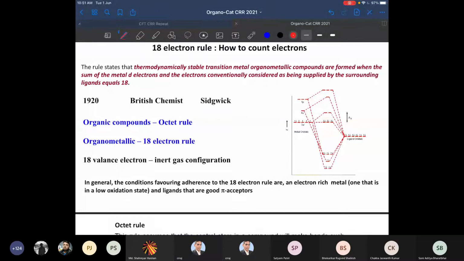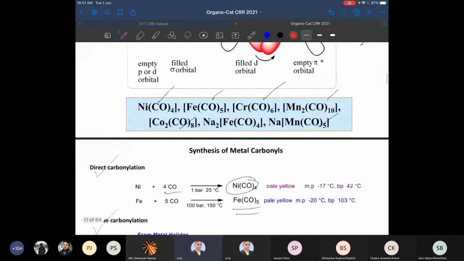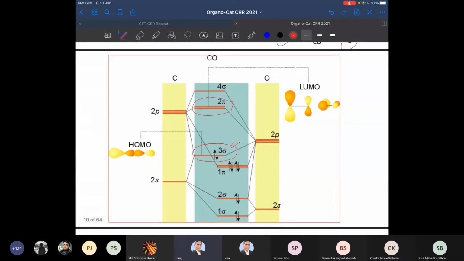Sir, I have posted in the chat box. Can you check it? If the highest energy orbital does not have any electron, can we call it HOMO? No. I said highest occupied molecular orbital. Don't get confused here. Highest occupied molecular orbital means the orbital which is in the highest energy and should be occupied, whether partially or fully occupied, then only can we call it a HOMO.